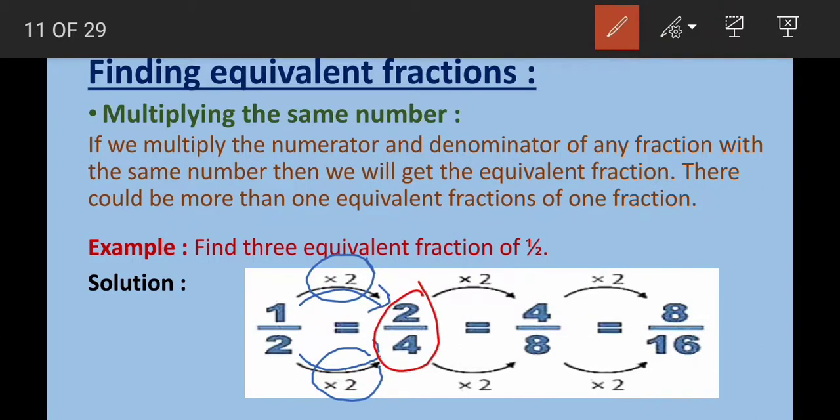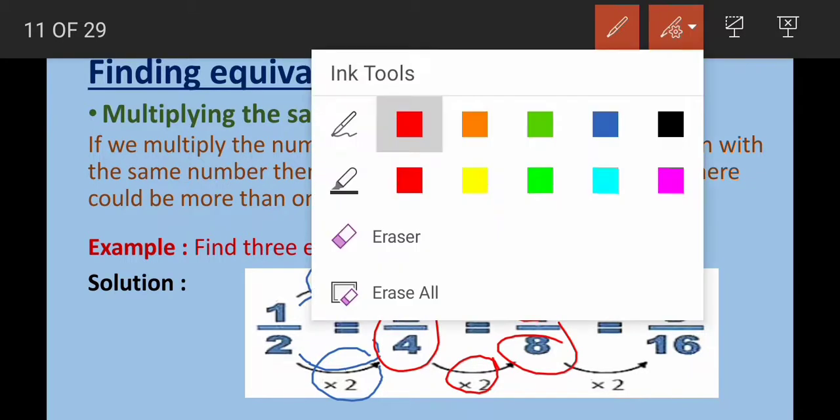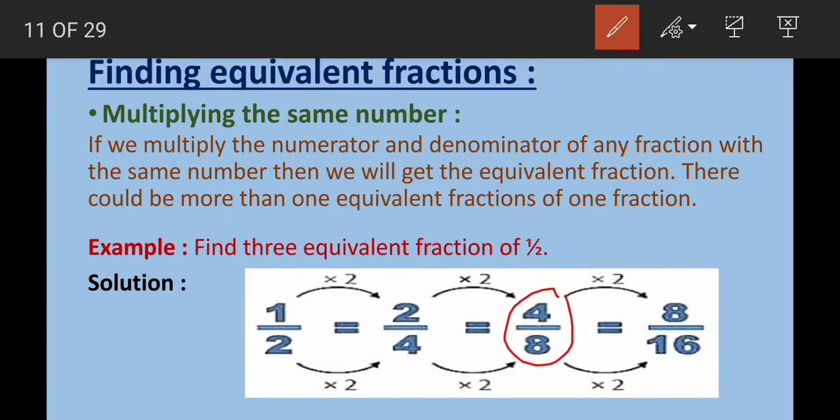Clear? Next, again we have to multiply. Here again I have multiplied 2 in the numerator and 2 in the denominator. So 2 times 2 is 4 and 4 times 2 is 8. So our new equivalent fraction is 4 by 8. Again I have multiplied the numerator by 2, so 4 times 2 is 8, and the denominator also, 8 times 2 is 16. So the new equivalent fraction is 8 by 16.